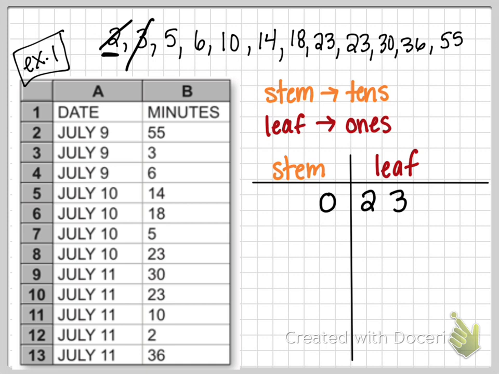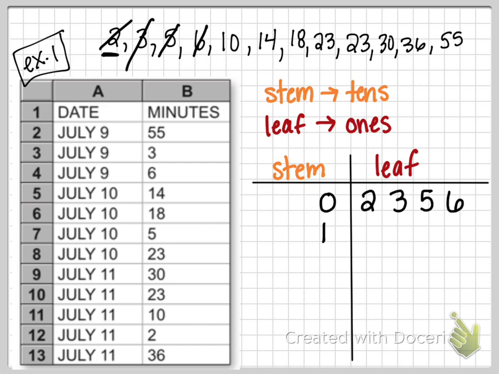Same with 5. It has a stem of 0 and a leaf of 5. So everything that has the same stem will go on the same row. All right? So our first row, all the numbers that have a stem of 0, are 2, 3, 5, and 6. Okay? Then we come to 10. What is our stem in the number 10, Hudson? 1. So we start a new row of numbers that now have a stem of 1.